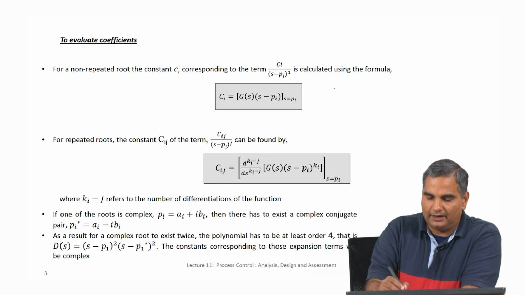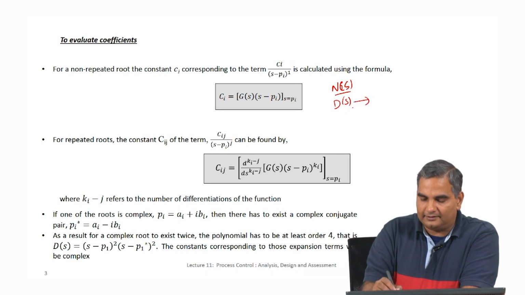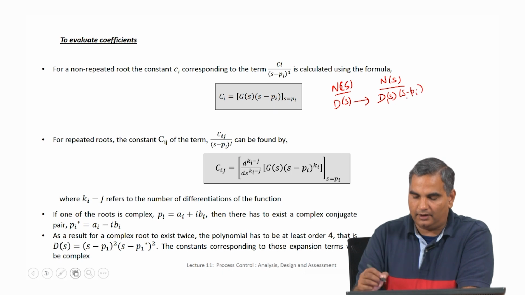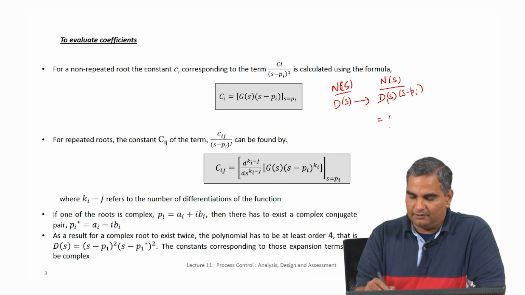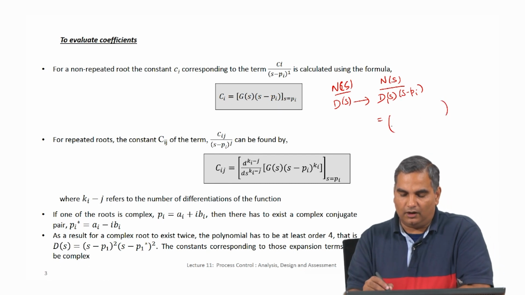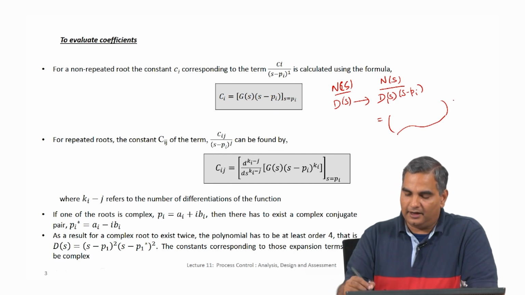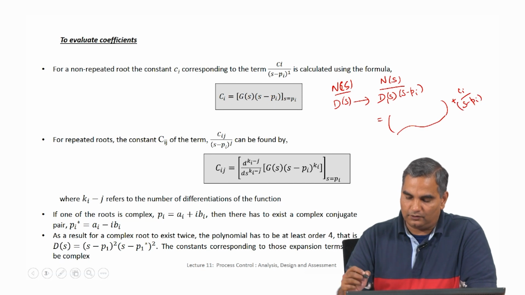Supposing I have, let us say, N(s)/D(s), and let us say this D(s) has one pole which is not repeated. So, basically this is going to be N(s) divided by some D1(s) times (s minus pi), okay, this is not repeated. Then remember, when you do the partial fractions, there will be several terms which will all be functions of the poles other than pi, and then I will have this term which is Ci over (s minus pi). So, this is my N(s)/D(s).